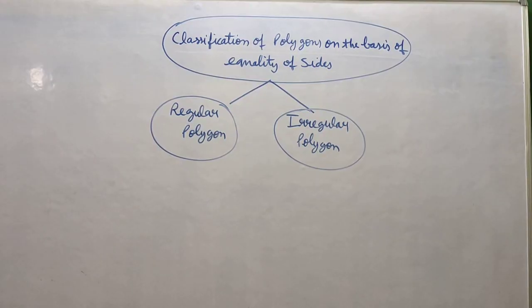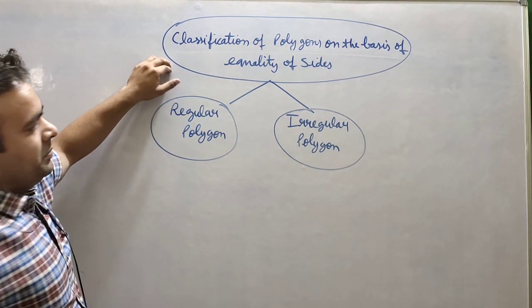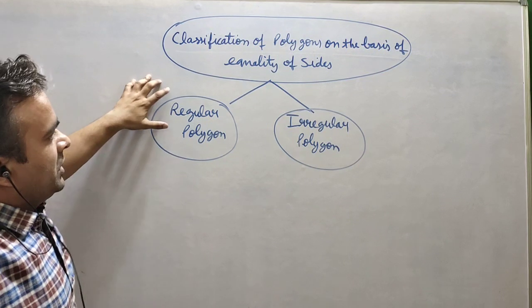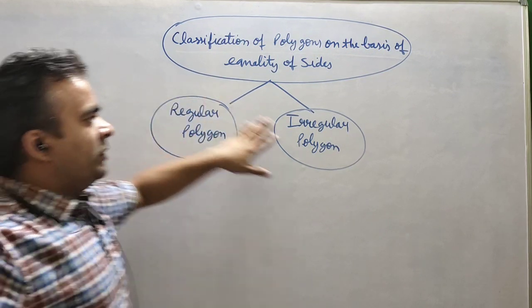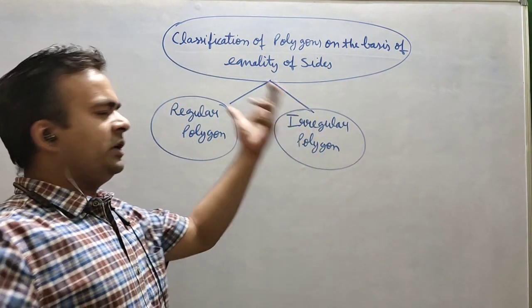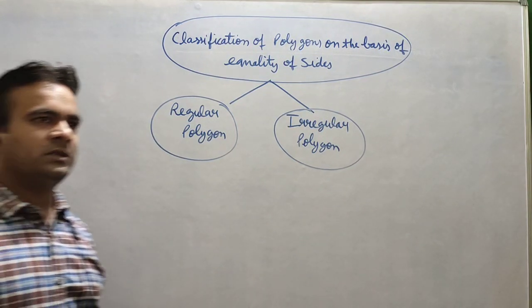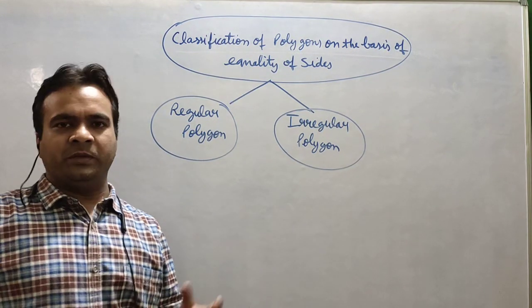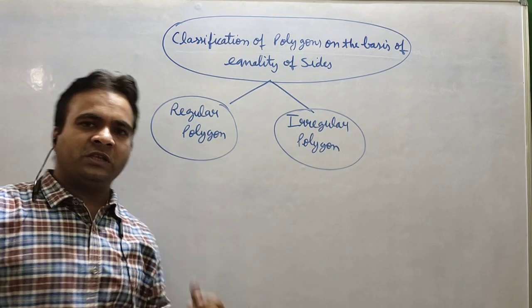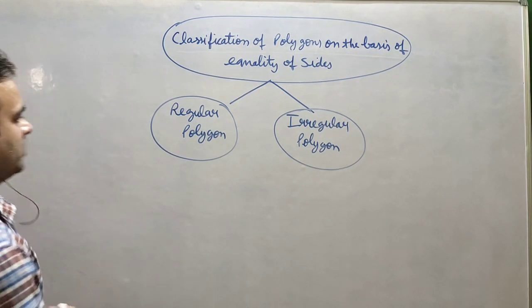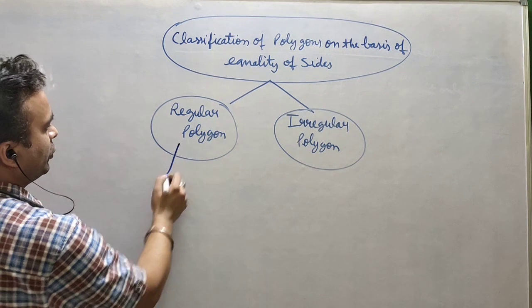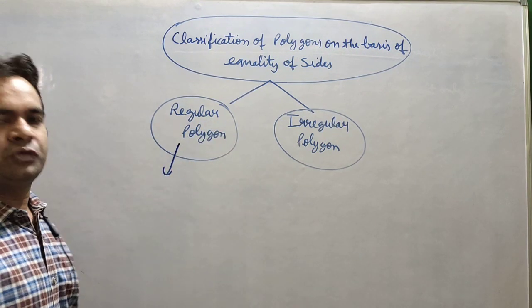That is some extra knowledge I am giving you. Now, classification of polygon on the basis of equality of sides: you can see I have drawn a mind map or tree diagram, you can say. One is regular polygon and one is irregular. Irregular word you can understand, where we can see the irregularity means there is no uniformity, and regular means there is a uniformity. So uniformity is related to what? Uniformity, definitely it will be related to sides.